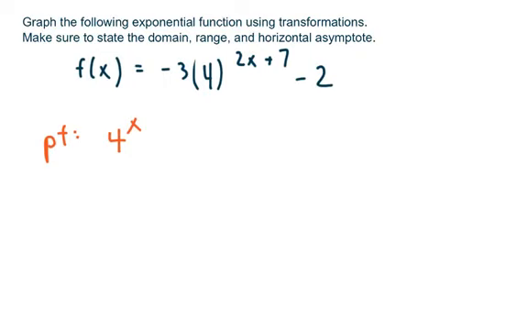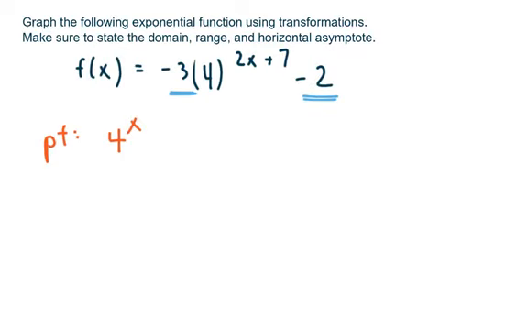Our base is whatever's being raised to the exponent. So we've got 4 to the x. So everything else other than the 4 and the x, that's a transformation. So if we take this -3 and -2, they are on the outside of the function. When transformations are on the outside of the function, and in this case the function is the exponent, right? This is an exponential function, so the function is the exponent. When things are on the outside of the function, they're happening vertically.